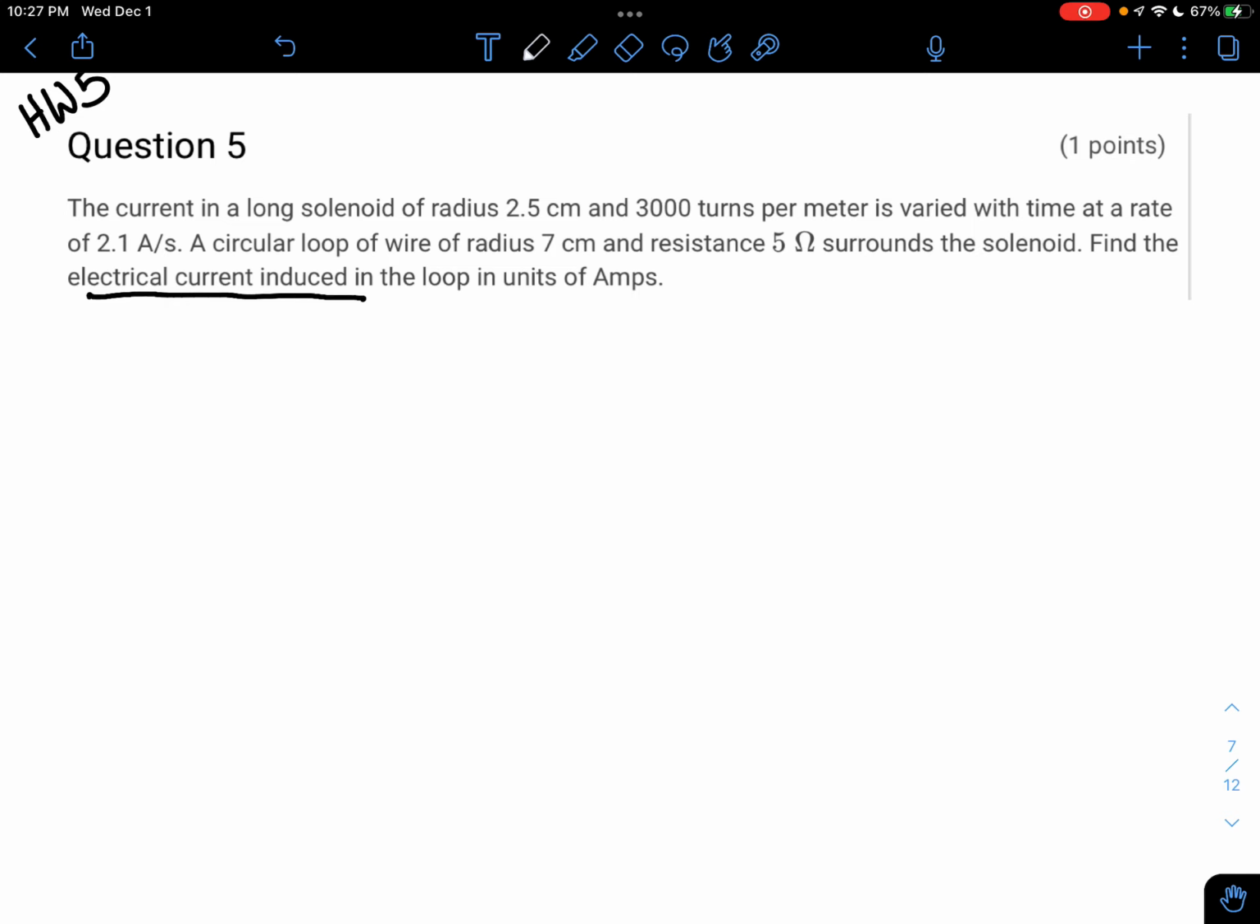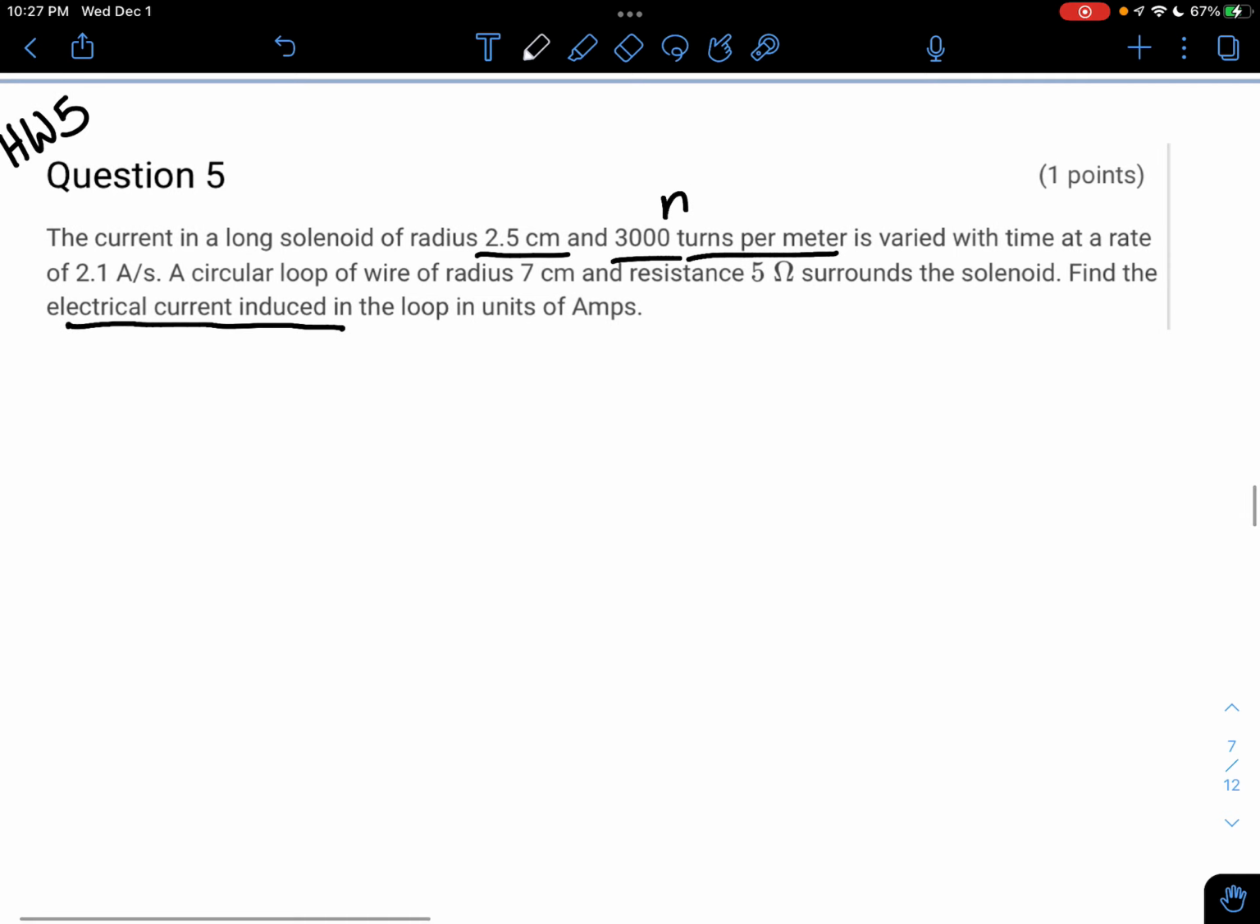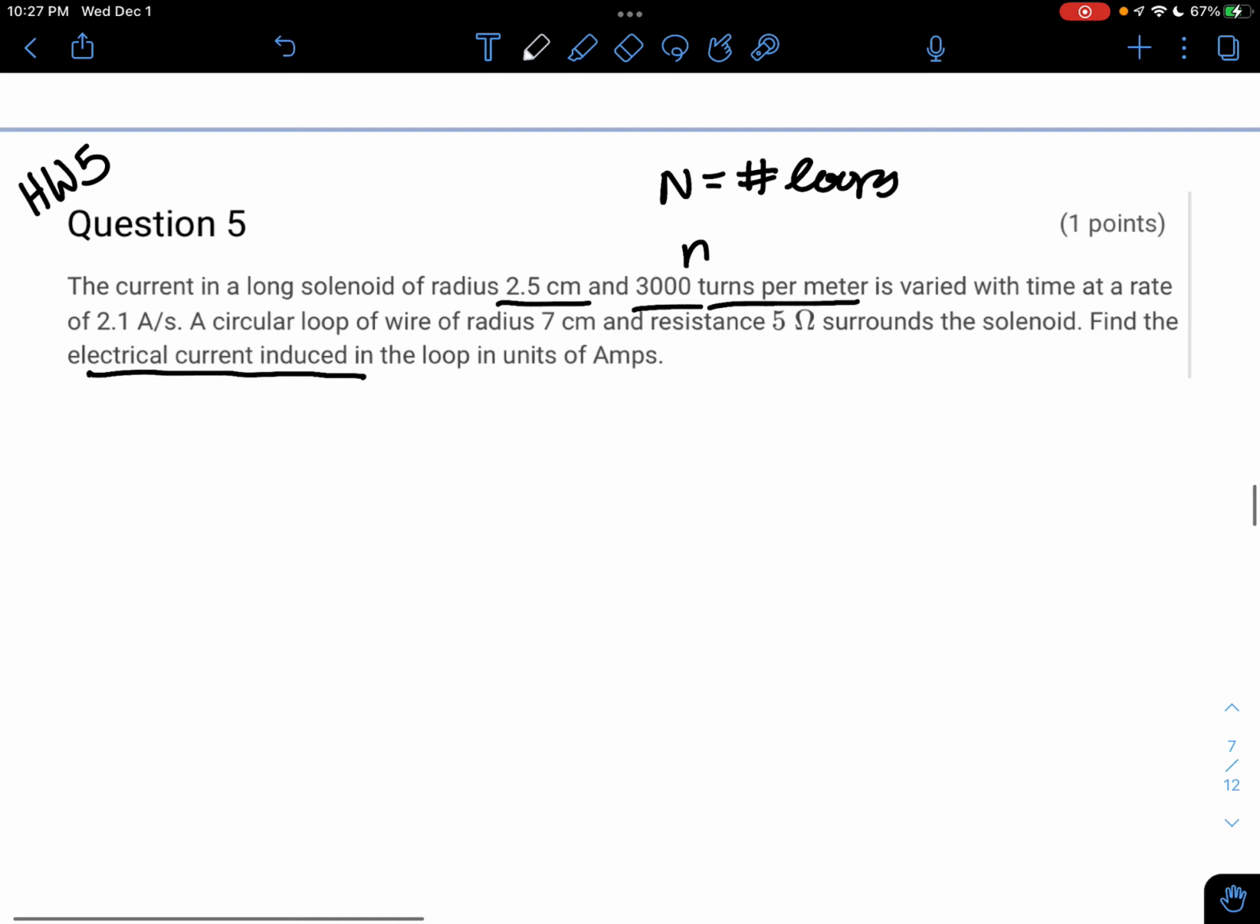So we're given the radius of the solenoid. We're given, again, its turns per meter, right? So that's going to be our lowercase n, because our capital N would just be the number of loops. But this one gives us the loops or turns per meter.